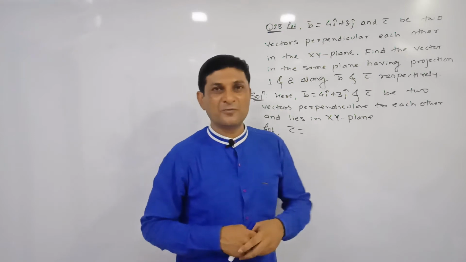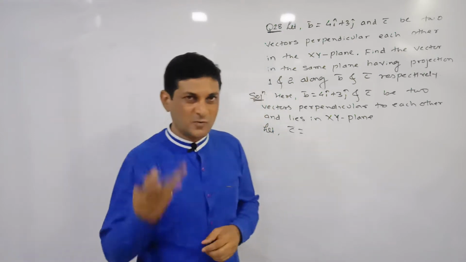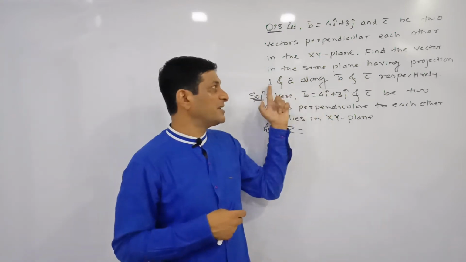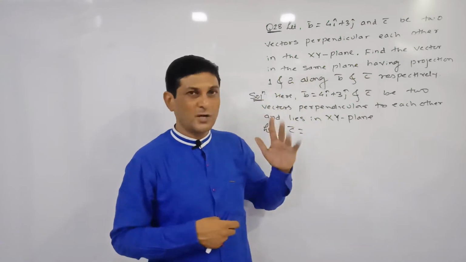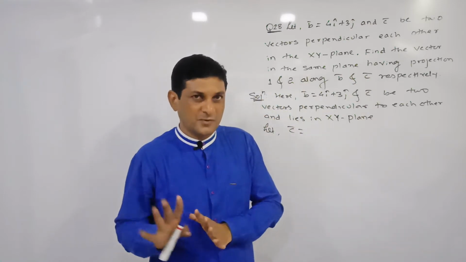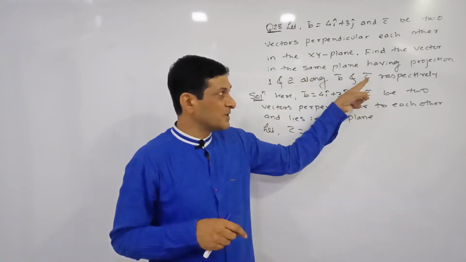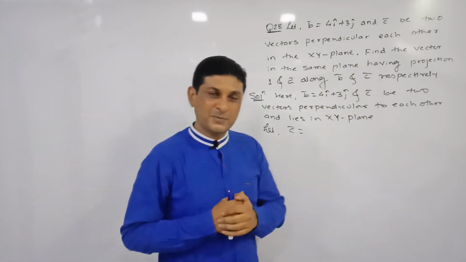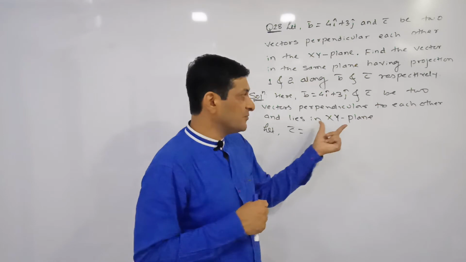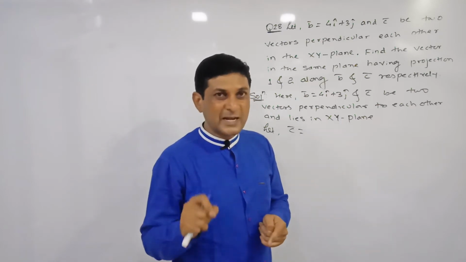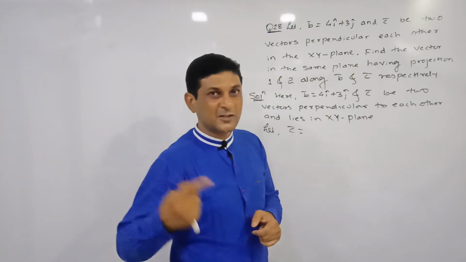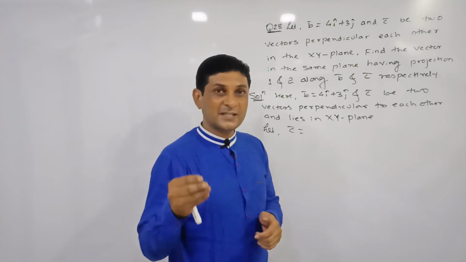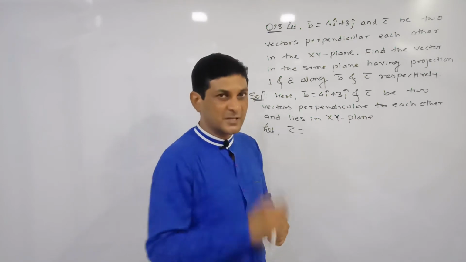The second part we will discuss later: we have to find one vector whose projection on B bar is 1 and projection on C bar is 2. That vector we will find later, but for that purpose we first require the value of C bar. So first we are trying to find the value of C bar. C bar lies in which plane? XY plane. If it lies in the XY plane, then definitely the Z coordinate is 0, or we can say the coefficient of k cap is equal to 0.